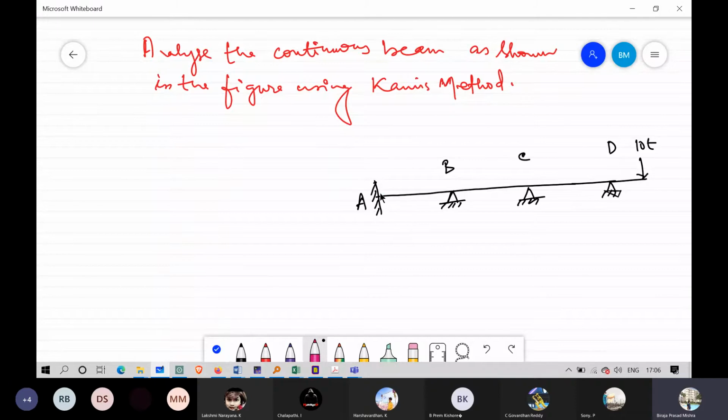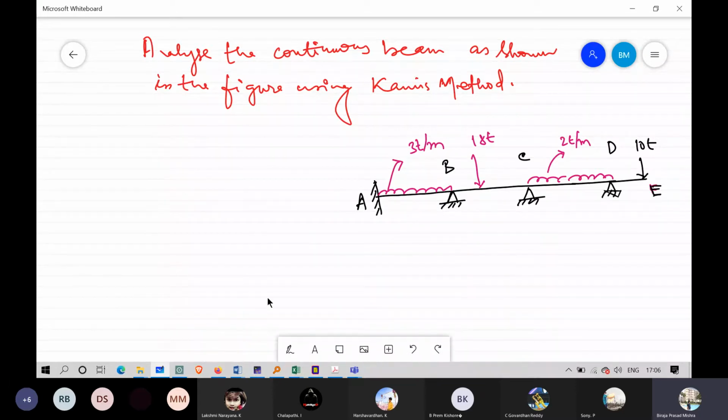So this is a continuous beam and this one is 3 tons per meter, and here we have a concentrated or point load, and this is 18 tons, and here we have again a UDL, it is 2 tons per meter. Okay, and this is D, and this point is actually E, but this node is E. So we have to solve this problem using Kani's method.